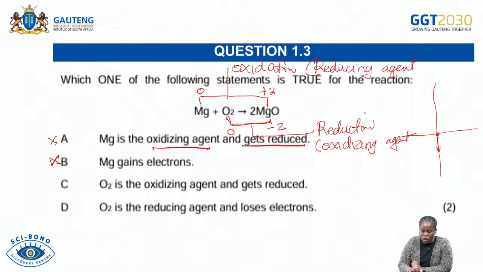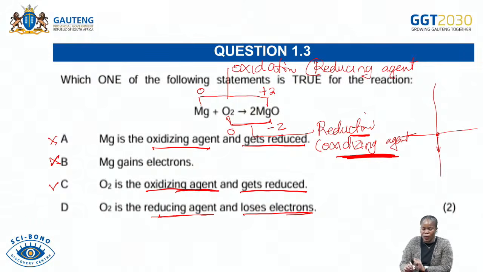And then oxygen, O2, is the oxidizing agent and gets reduced. It's correct. Let's look at: oxygen is a reducing agent and loses electrons. It's a no-no. All right. So we're looking for the O2, which is your oxygen. It is an oxidizing agent, and it gets reduced because it undergoes reduction. So our correct answer is C.